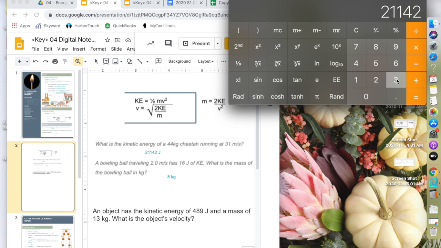Okay, if you can't find the squared function, what you can do too is you could just take 31 times itself. So 31 times 31, that's the same thing as squaring it, then times our mass of 44, and then times the 0.5. Okay, you get the same answer.